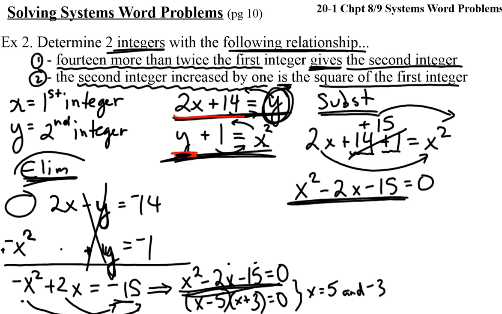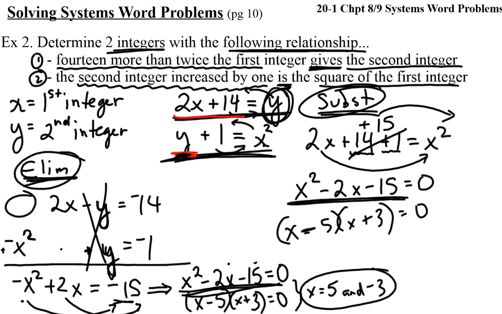Whether we used elimination or substitution, we ended up with the same quadratic, which again would be x minus 5 times x plus 3. So x would be 5 and negative 3. So there's the possible answers for x. This question says solve this system algebraically after we write it. Well, that means we have to solve it. We have two possible answers. We have the answer x equal to 5, and we have the situation where x could equal negative 3.